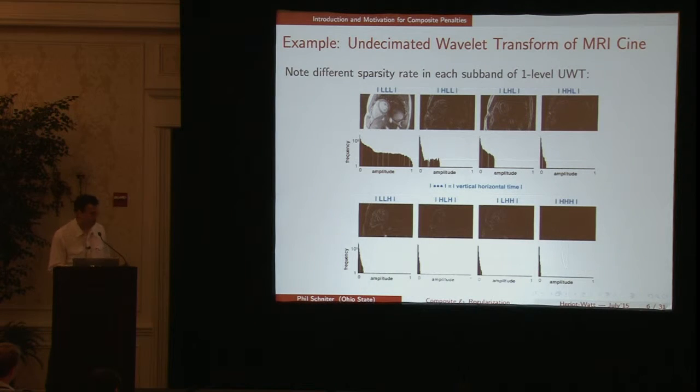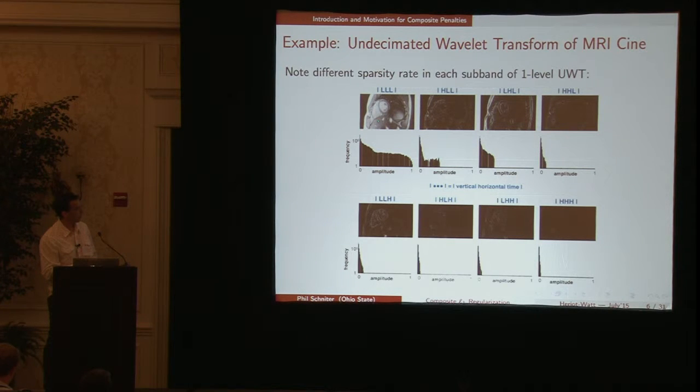Okay, so here's just an example. This is an MRI image, actually an MRI scene. It's a movie, so it's a three-dimensional object. There are two spatial dimensions, horizontal and vertical, and then there's a temporal dimension. We're looking now at a one-level undecimated wavelet transform of this. Here we have horizontal, vertical, and temporal: low, low, low, high, low, low, low, high, low.